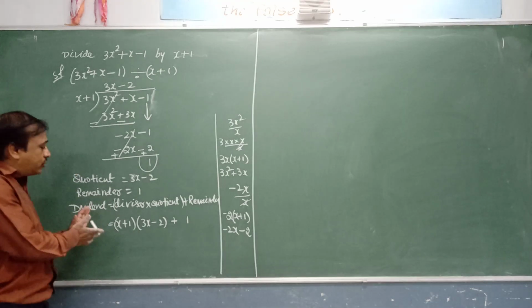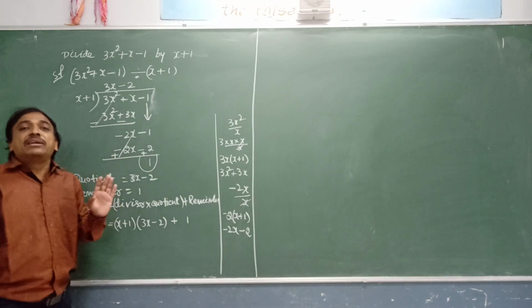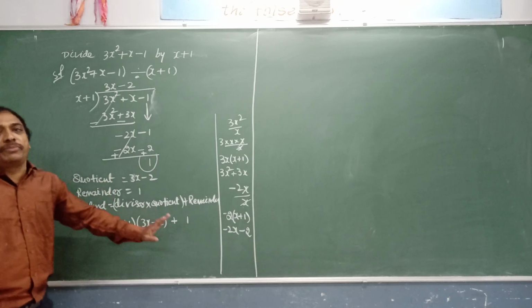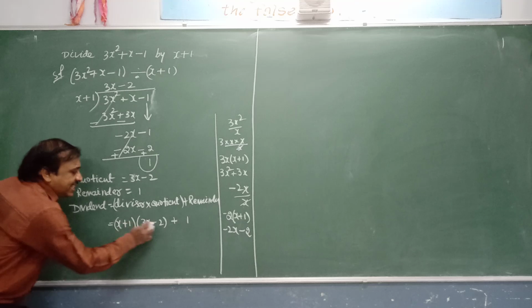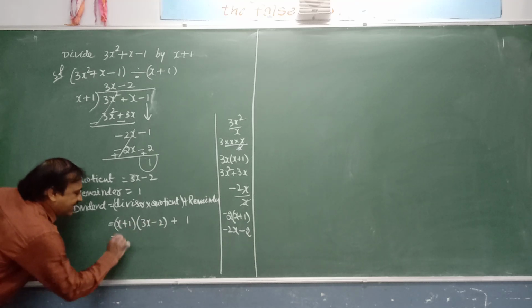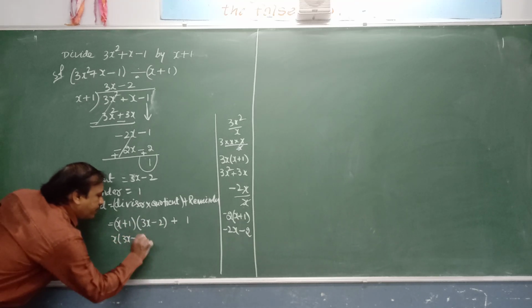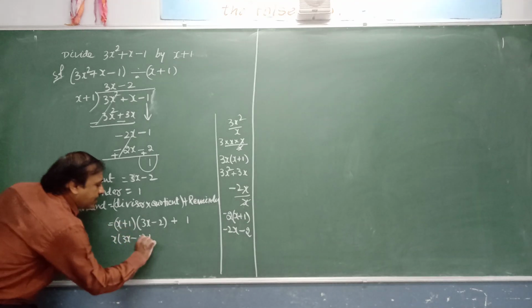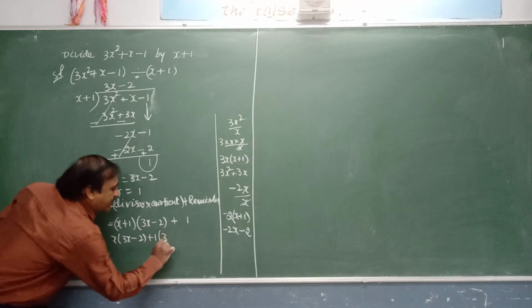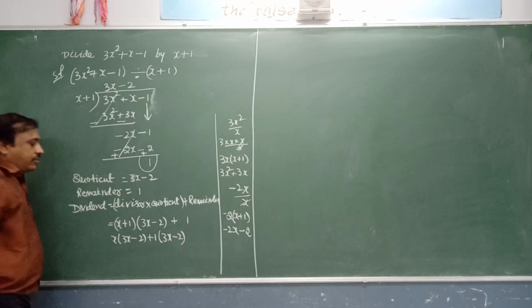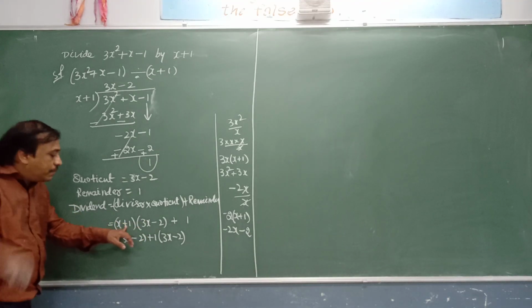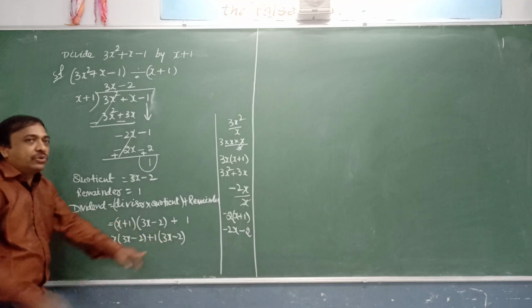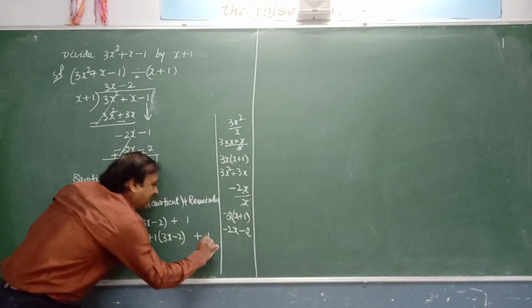Now you know how to multiply. In class 8 you learned multiplication of binomial by binomial. That is x into this complete term, x into 3x minus 2, then plus 1 into 3x minus 2, including the sign. Then finally you need to add the remainder.